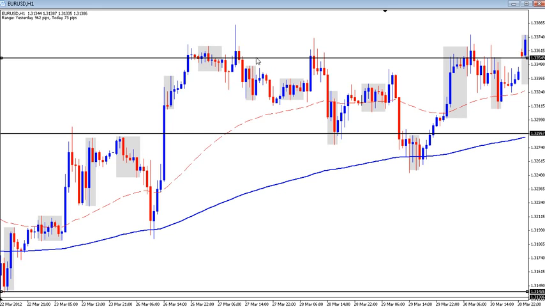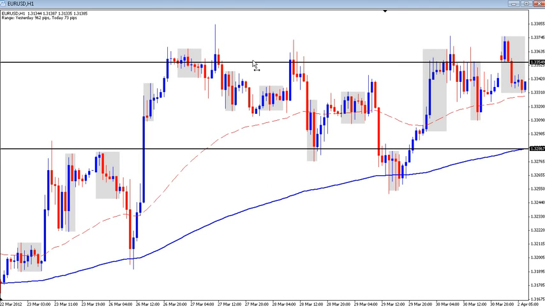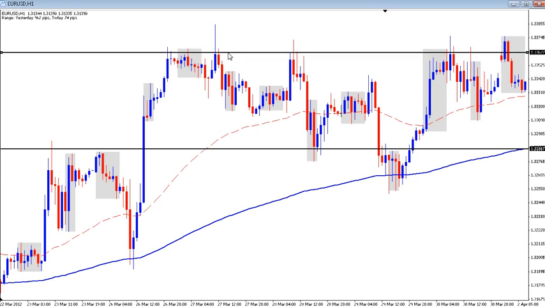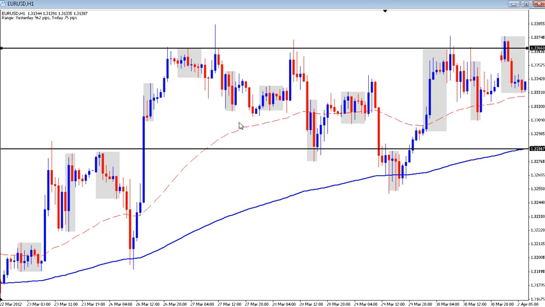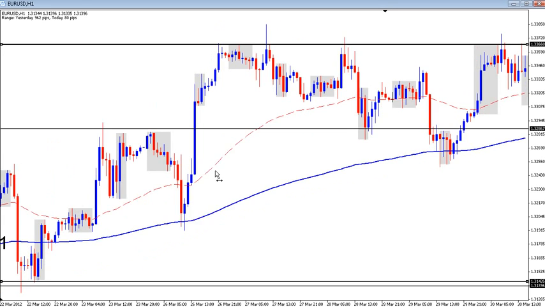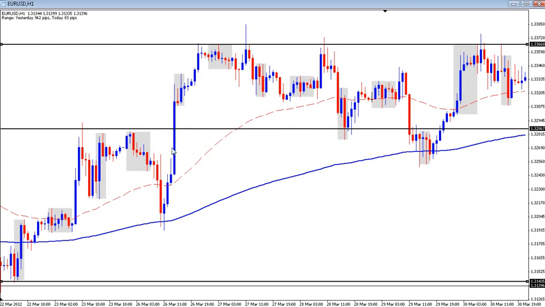Again, why at the end of this move? Large move to the upside. Why do they take out the highs before reversing it back down again? Because they have to have liquidity. If they want to close out their position, they've obviously been long. If they want to close out that position, what do they have to do?